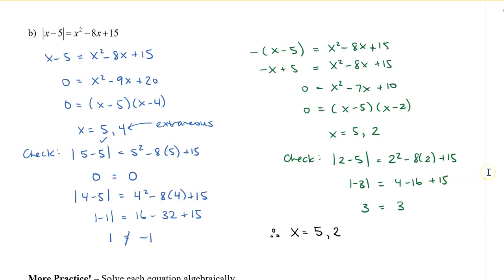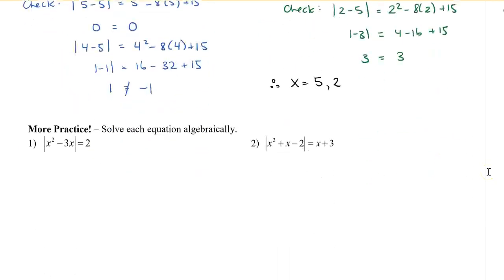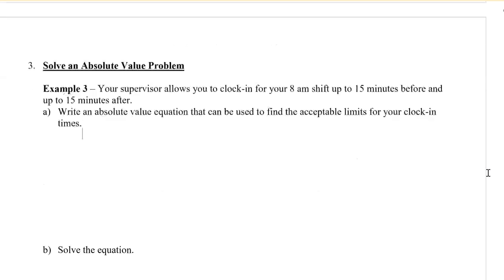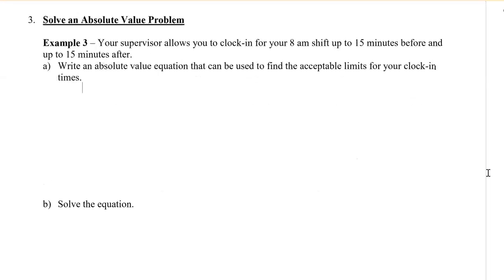What I want to show you next is how to use absolute values to solve problems and how to write them in equations as well. So for example, your supervisor allows you to clock in for your 8 a.m. shift up to 15 minutes before and up to 15 minutes after. So write an absolute value equation that can be used to find the acceptable limits for your clock-in times.